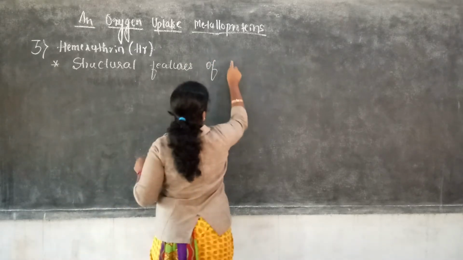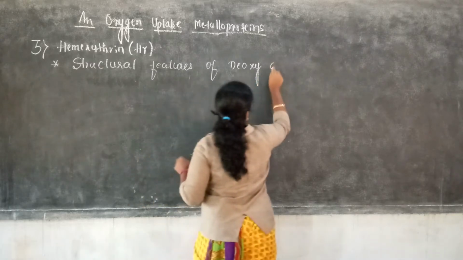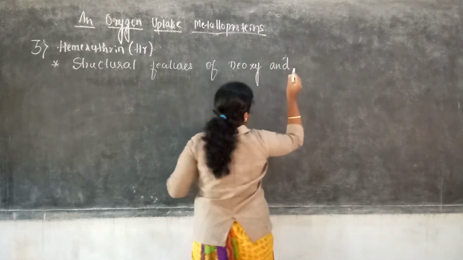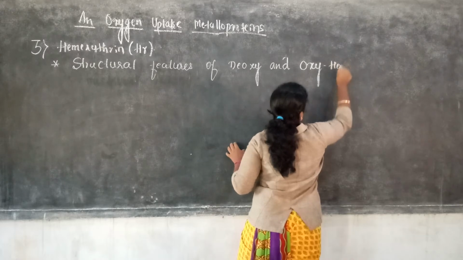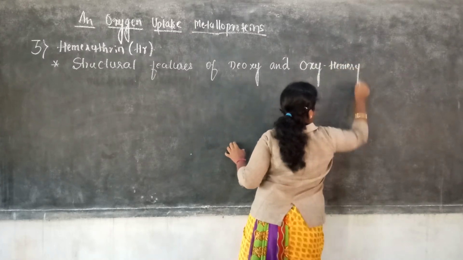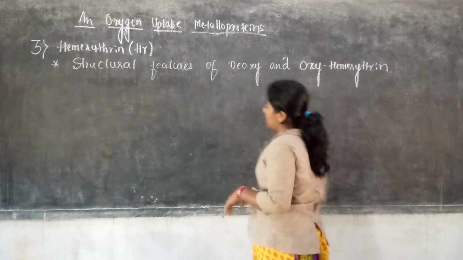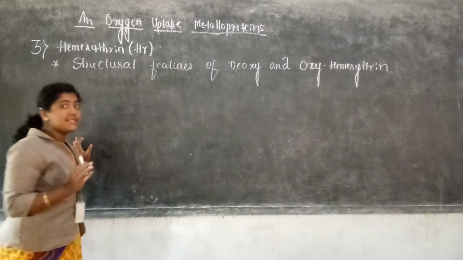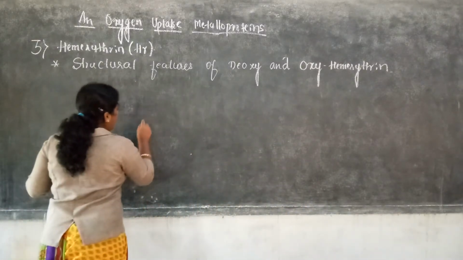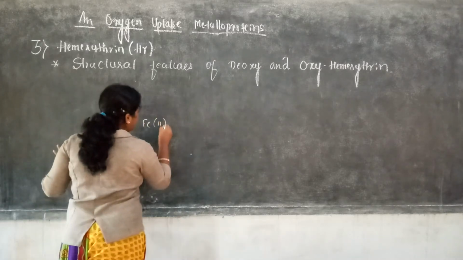Features of deoxy and oxy hemerythrin. So the deoxy form of hemerythrin has Fe2 in the oxidation state. Okay, here Fe2.